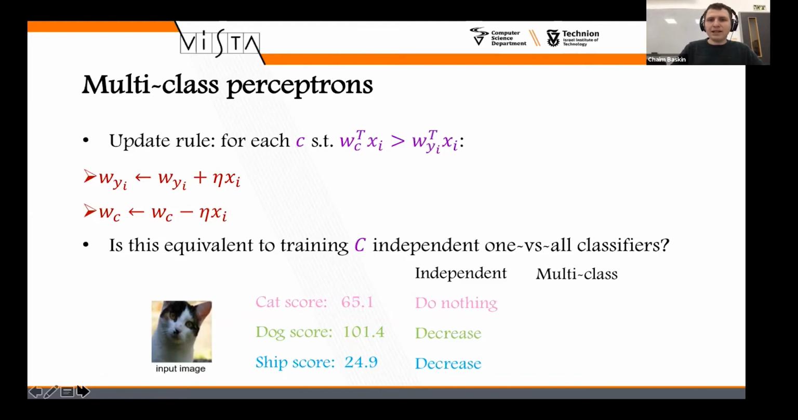Okay, so now let's talk about the multi-class and what the difference is. So when we have one classifier, it should classify a few classes. So what will happen with the cat score here, guys? Do nothing, increase or decrease? What do you think? Anyone shoot some intuitions? It should increase. What will happen to the dog score? It should decrease. And what will happen to the sheep score?